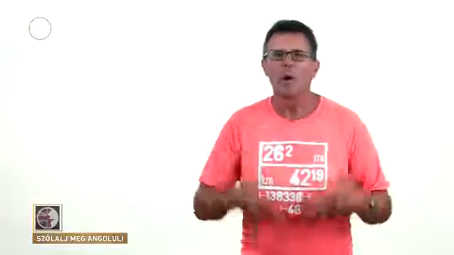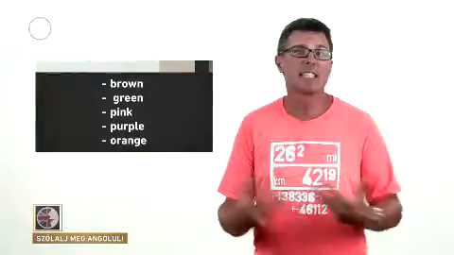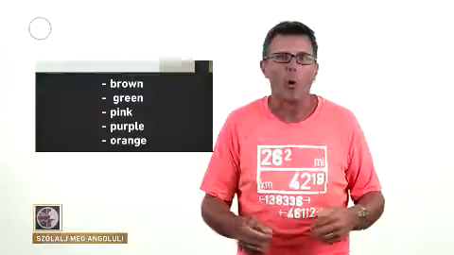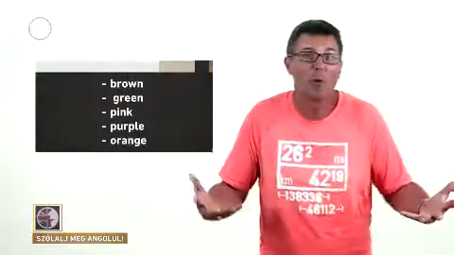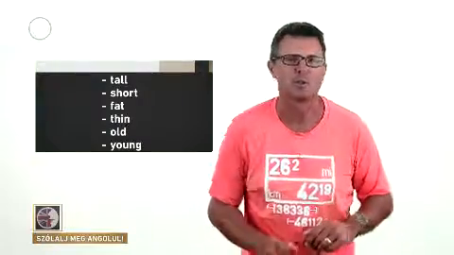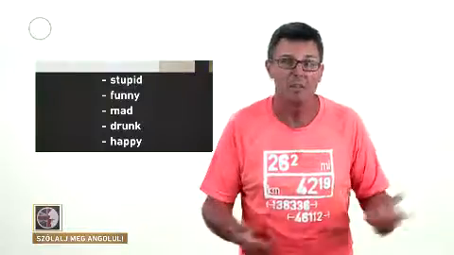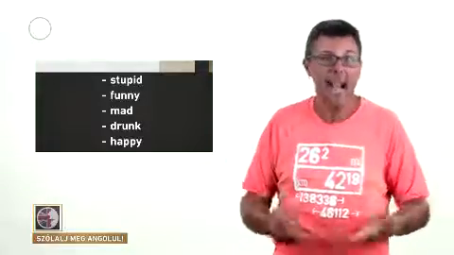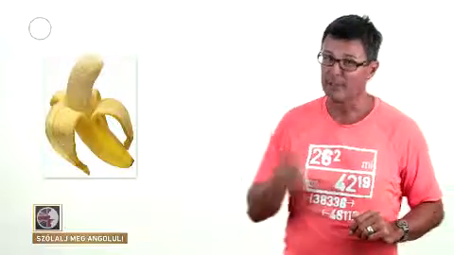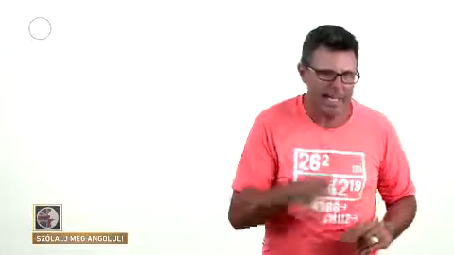Okay, so we all remember what adjectives are. An example of an adjective could be a colour, like brown or green or pink or purple or orange. We also know that words like tall, short, fat, thin, old and young are adjectives. Also, words like stupid, funny, mad, drunk and happy. All of these words are adjectives. Banana is not an adjective. Banana is a noun. It's a word which communicates what something is. Okay, now back to enough.